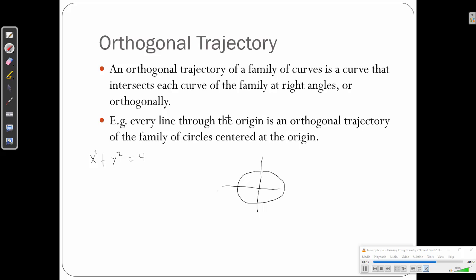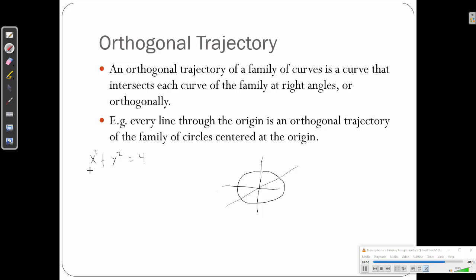So, orthogonal trajectories is a family of curves that wherever they intersect this curve, they meet at right angles. So, for example, every line that goes through the origin is an orthogonal trajectory. So how might you show that? Well, it's actually not that hard. If at their intersection points they're perpendicular, that means their tangent lines are perpendicular too.